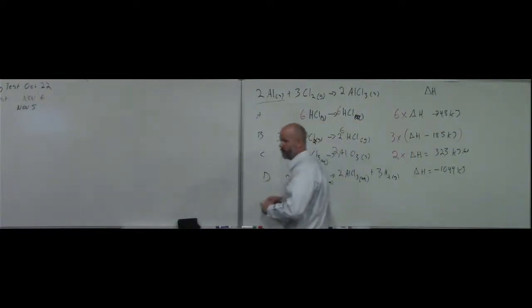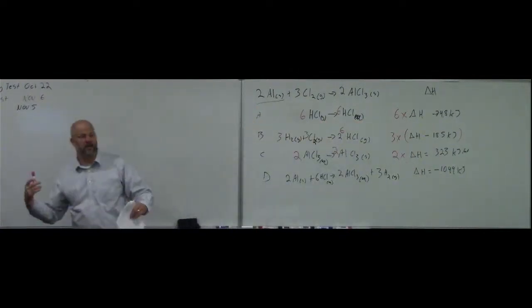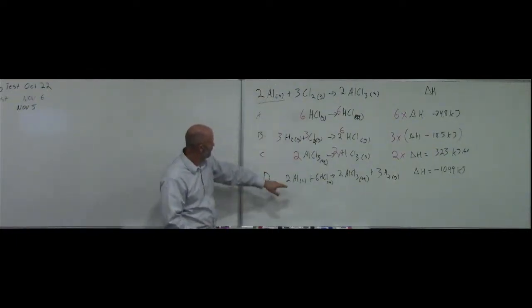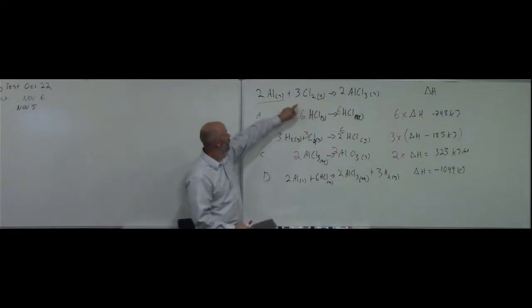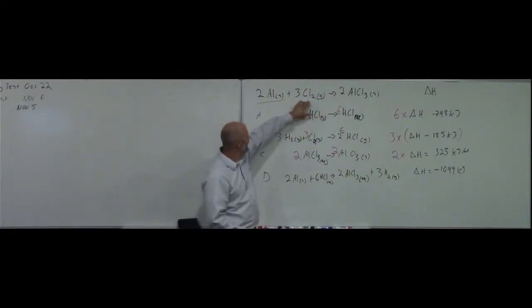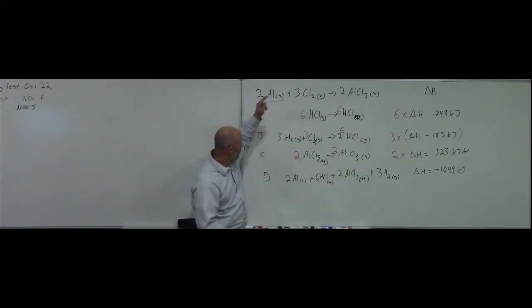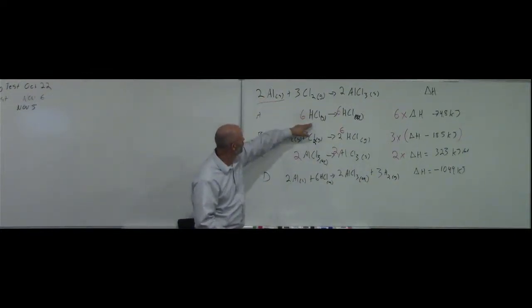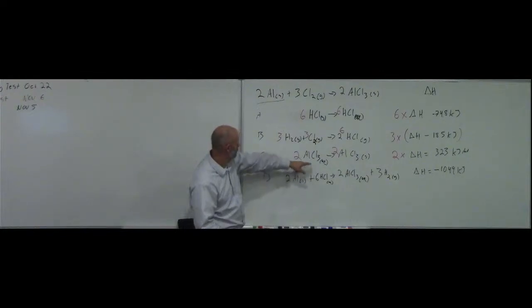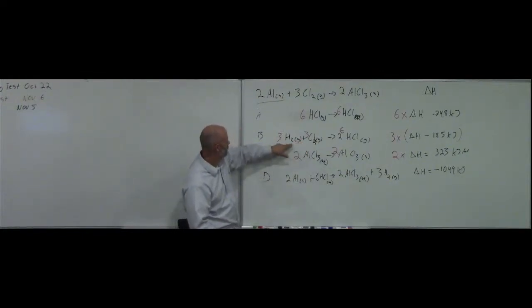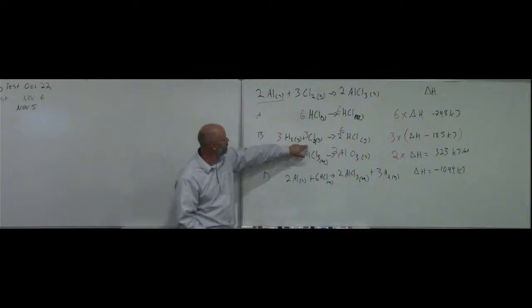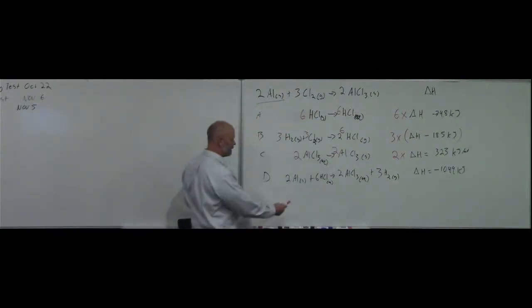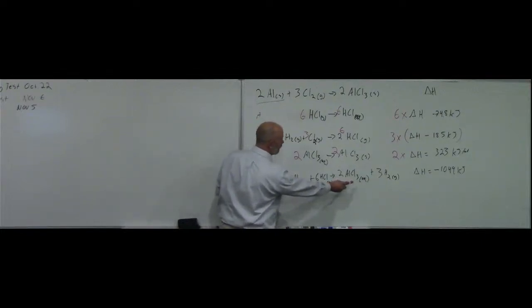The only other question here is, do I need to reverse signs on anything? I want solid aluminum on the left. I've got it. I want chlorine gas on the left. Do I have it? I have it. No, that's not it. Where is it? Right here. I've got it. Okay. And I need solid AlCl3 on the right. And I've got it. And everything's in the right number.